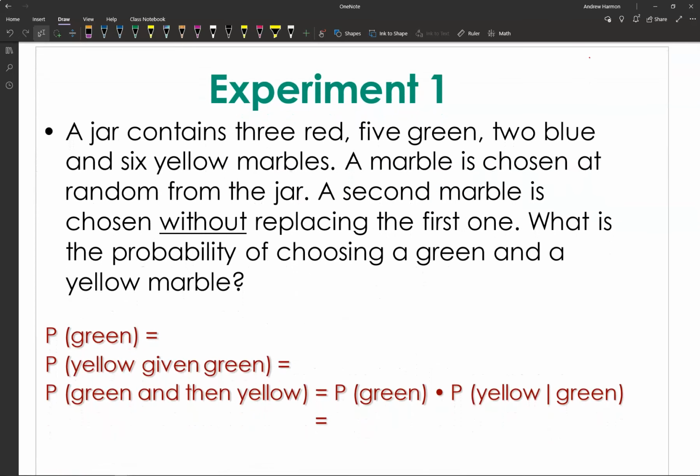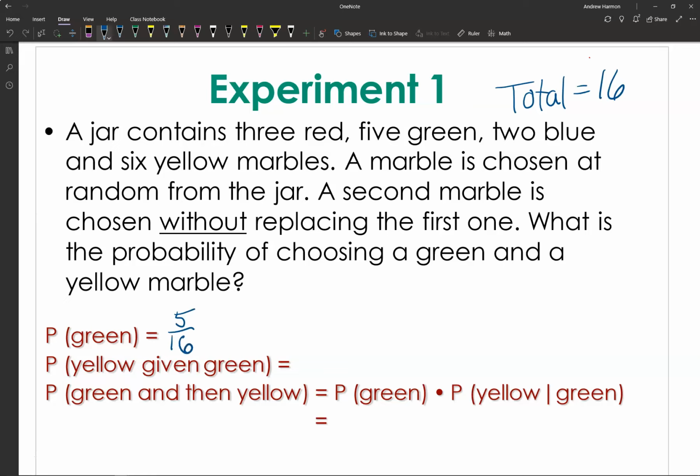Experiment 1. A jar contains 3 red, 5 green, 2 blue, and 6 yellow marbles. It's the same jar as the one from the previous video, so that's a total of 16 marbles. If we choose a marble at random, and then choose a second marble without replacing the first one, what is the probability of choosing a green and then yellow marble? First we look at how many green marbles we have. We have 5 greens, that's 5 out of 16.